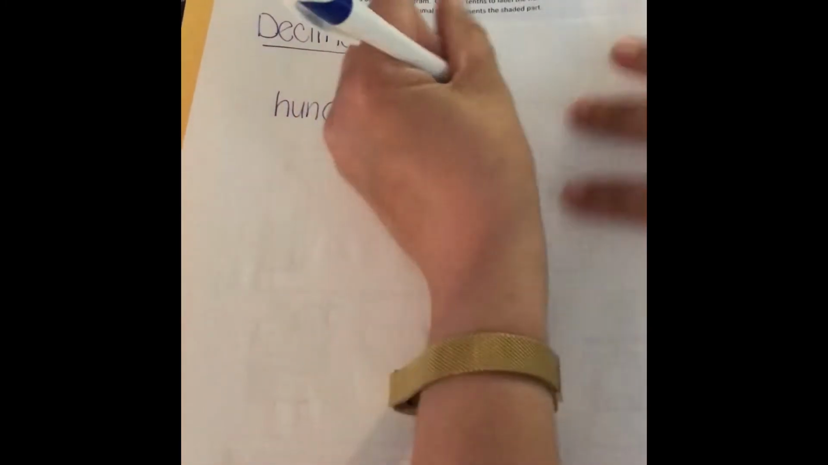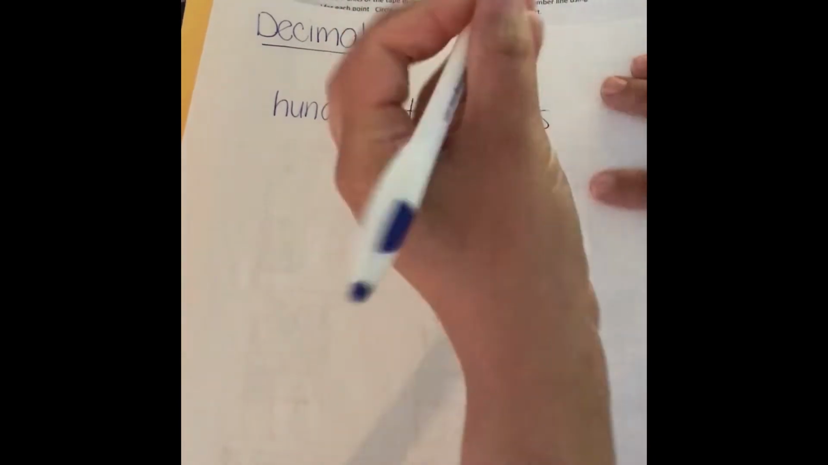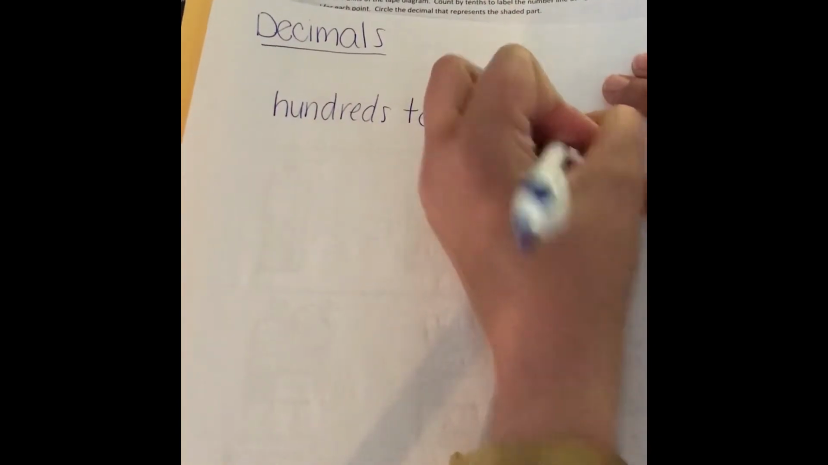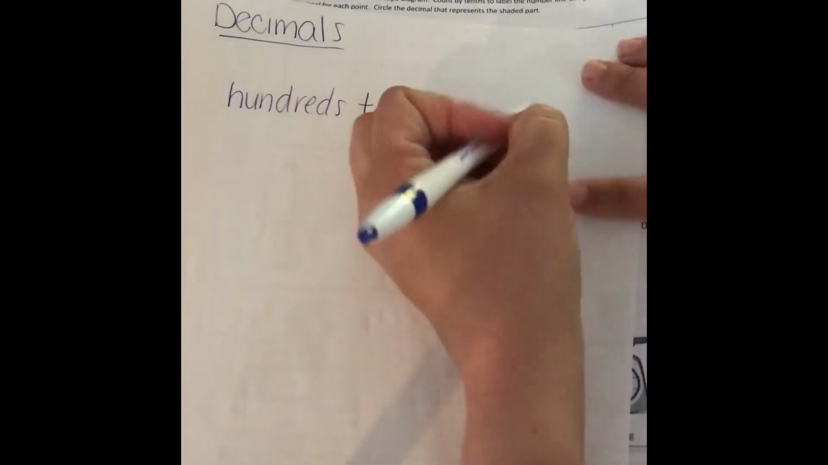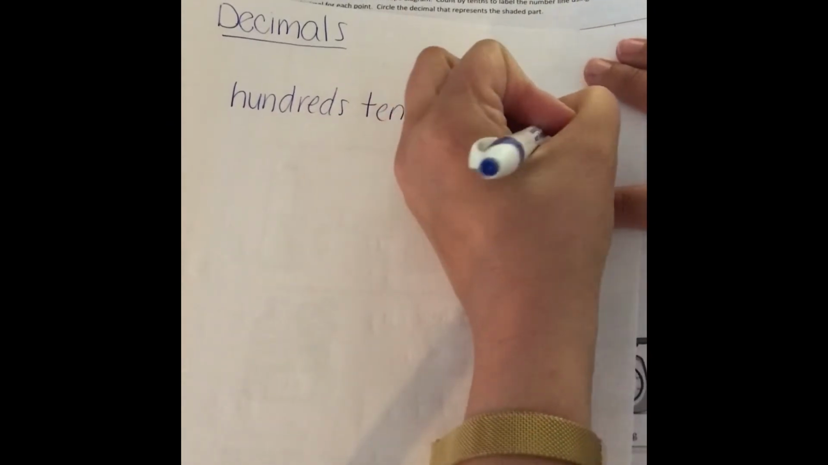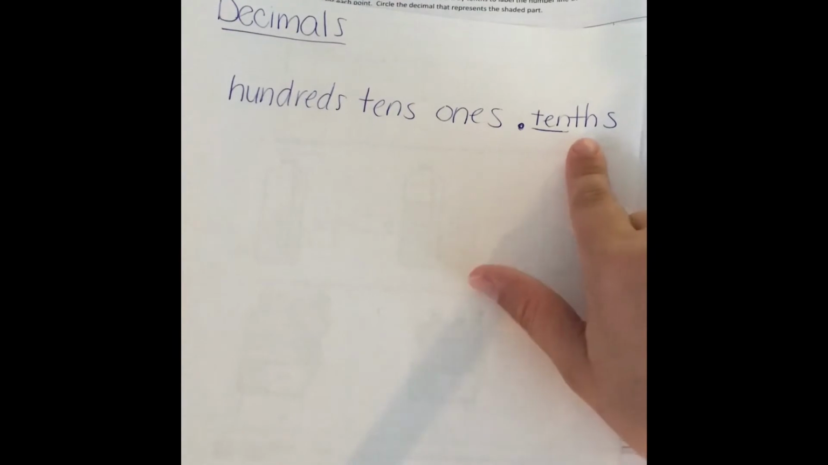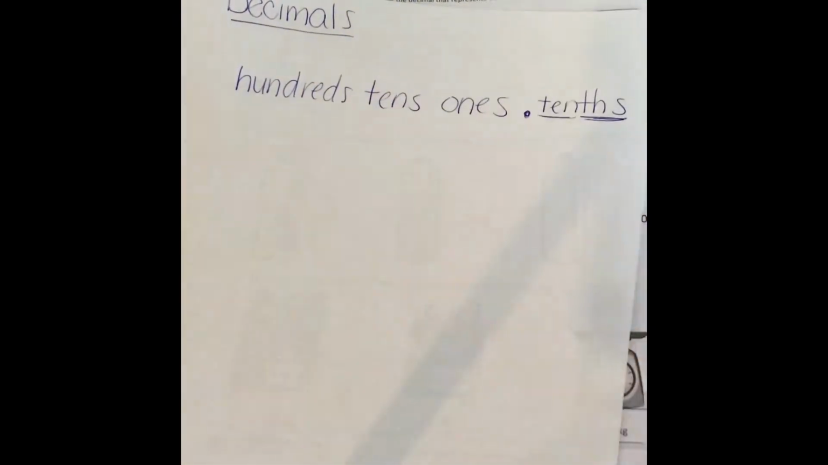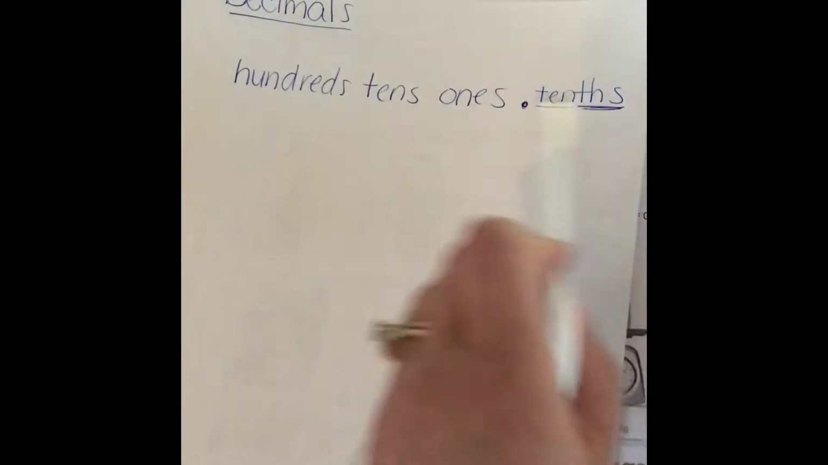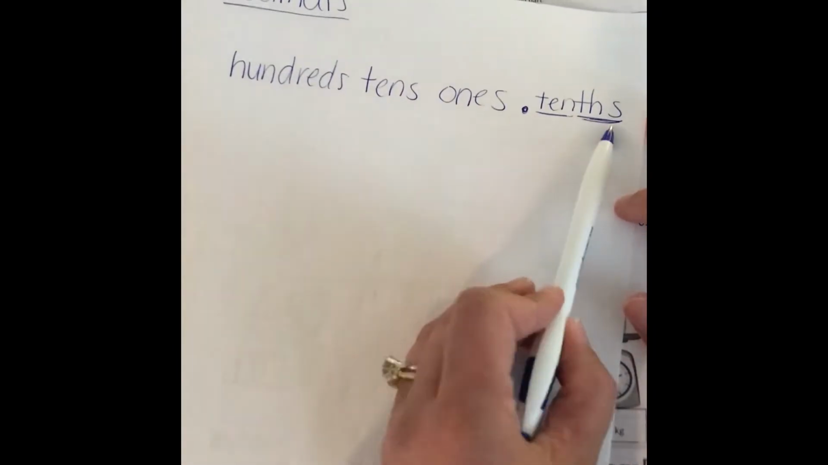So we learned that there's the hundreds place, the tens place, the ones place, and then there's a decimal point. And to the right of the decimal point, this is called the tenths place. Listen how dramatic I said that. The tenths place. Similar to 10, sounds similar, but if you notice there's a THS.